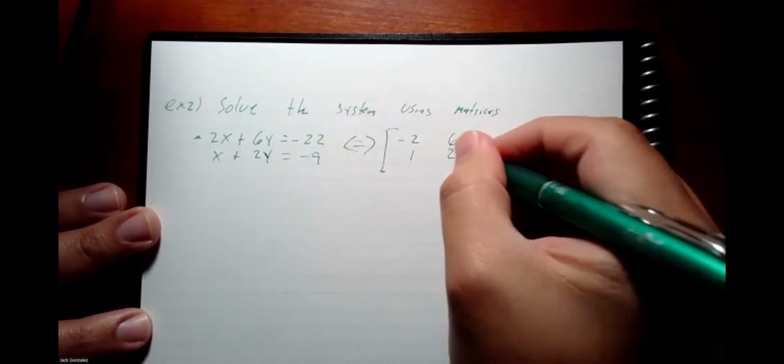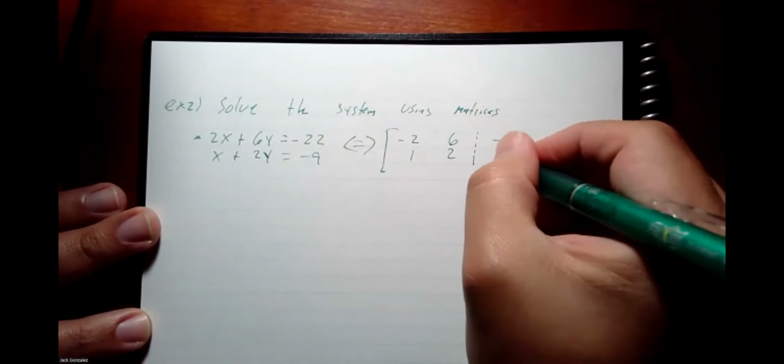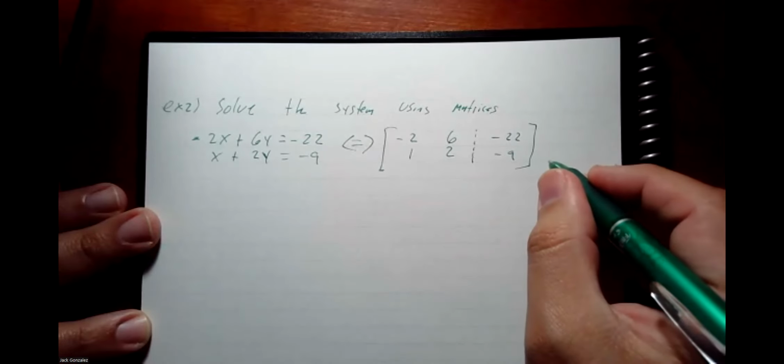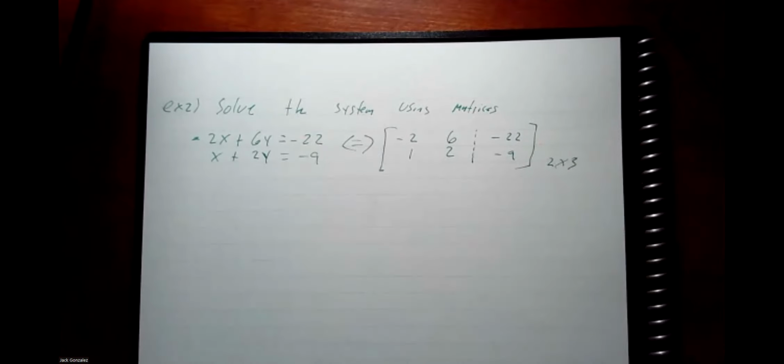-2, 6, 1, 2, augmented with -22, -9. So always write the dimensions so you don't forget. We have 2 rows, 3 columns.